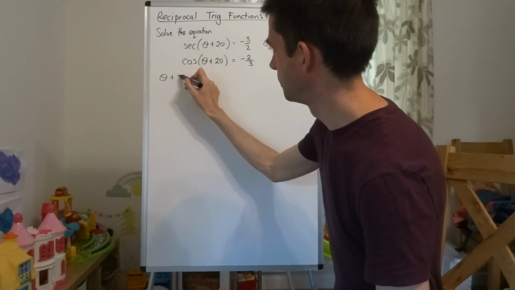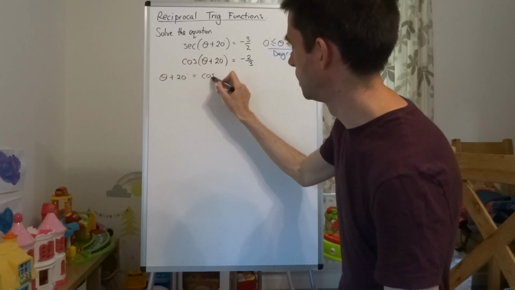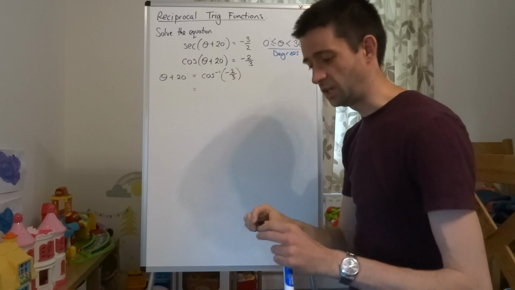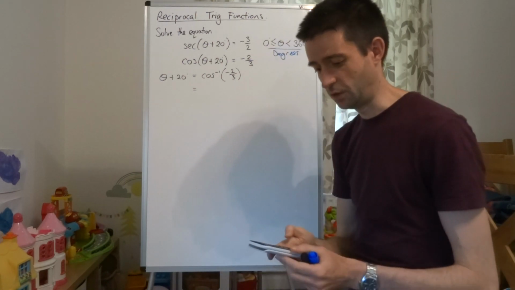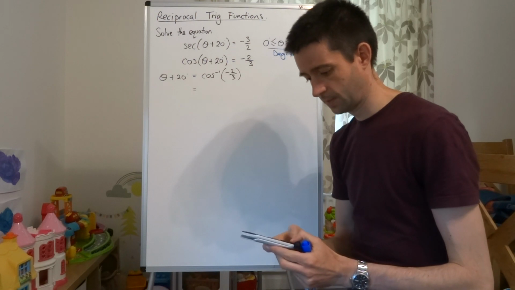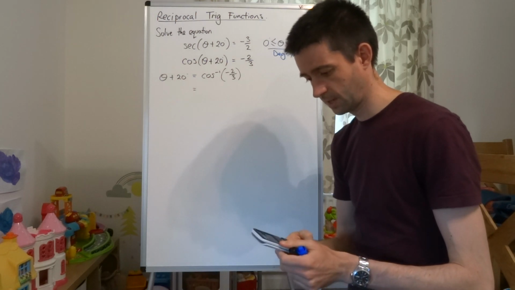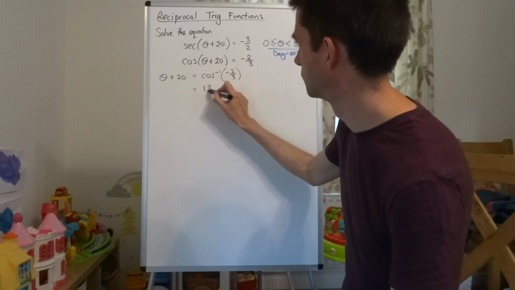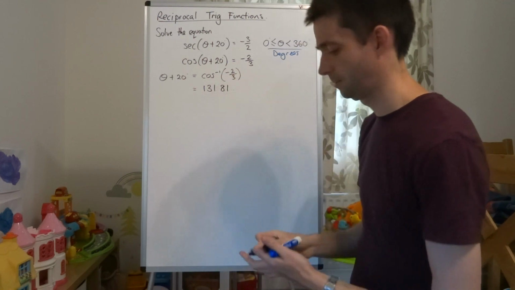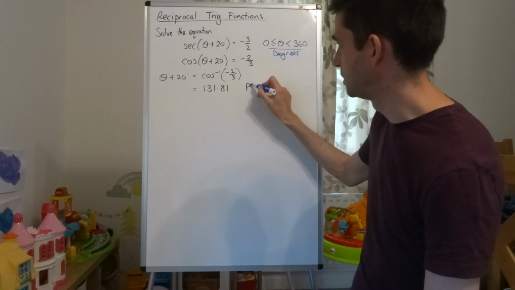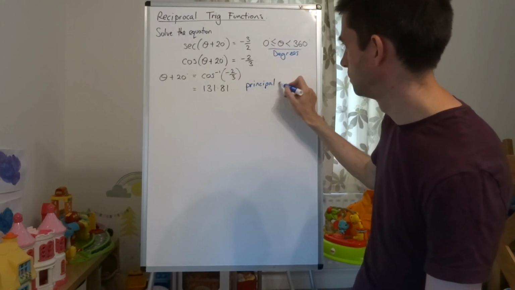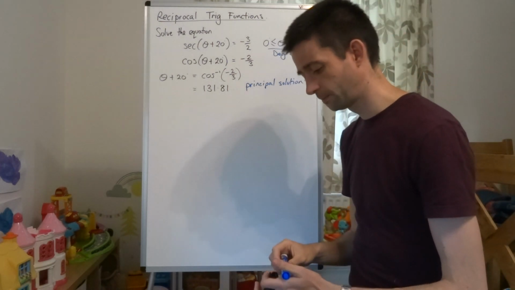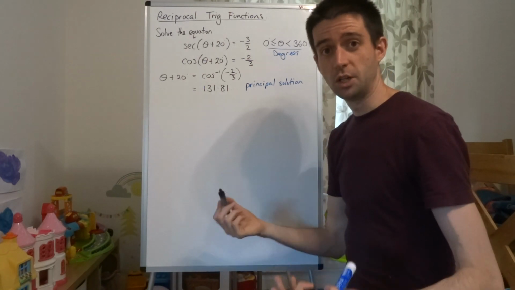So we now know that theta + 20 is going to equal cos inverse of -2/3. So I need to inverse cos on my calculator to find the principal solution. So shift cos -2/3, which comes out as 131.81. So that is the first one that's come out of my calculator. That is what is known as the principal solution. Principal meaning first.